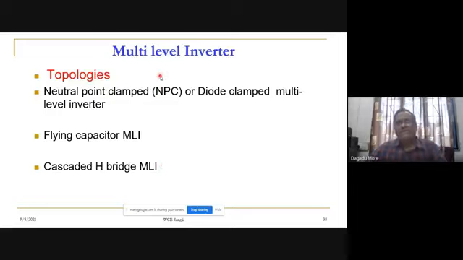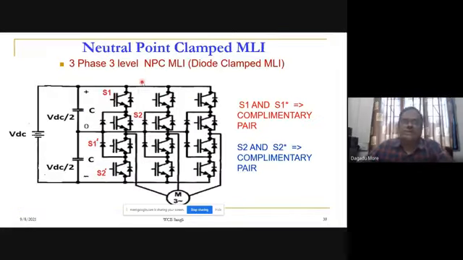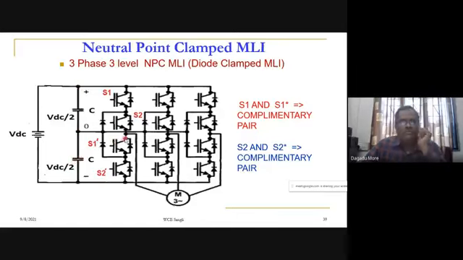In that case, single phase as well as three phase options are available. Now this is the circuit we are going for, the neutral point clamped MLI or diode clamped MLI, and this is a three phase three level. Normally inverters are three phase because our loads are three phase loads. Here the number of levels is three, and we have already discussed three levels with respect to center point O: plus VDC by 2, 0 and minus VDC by 2.